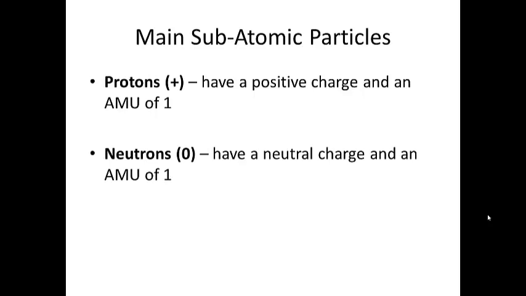Then we have the neutrons. The neutrons, like the protons, are located in the nucleus of the atom. Unlike the protons, they have a neutral charge. They have an atomic mass unit of 1, and we represent them with a small 0.